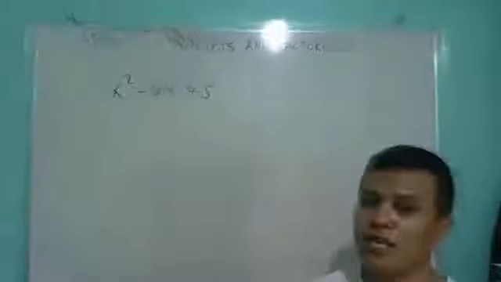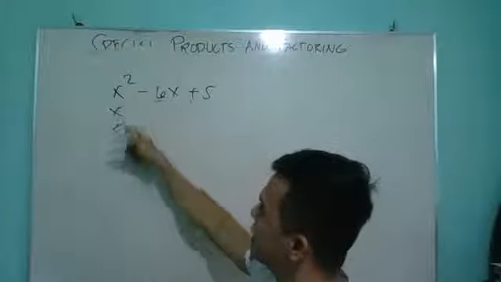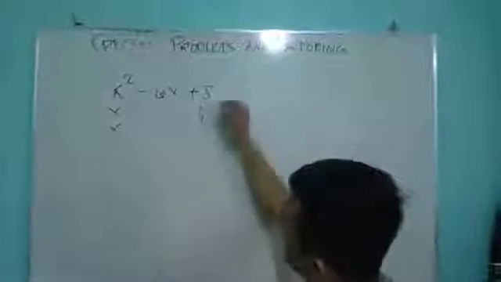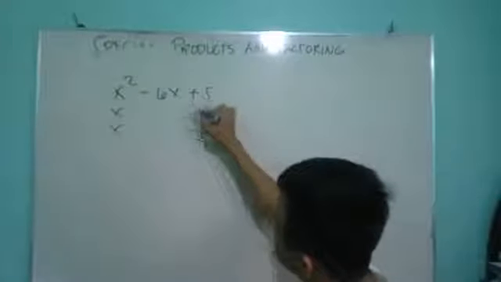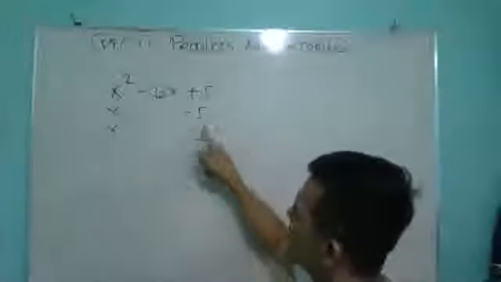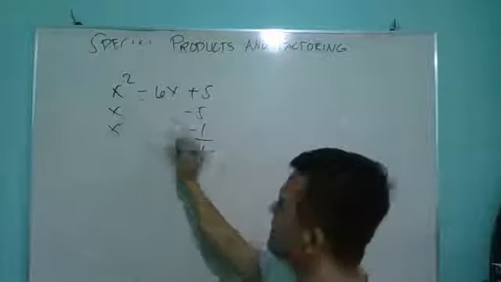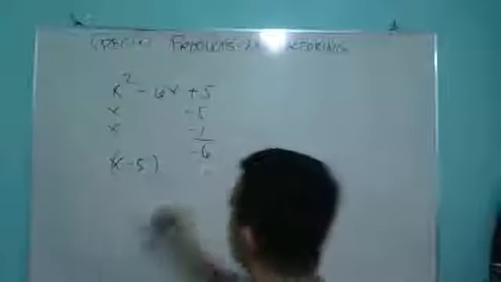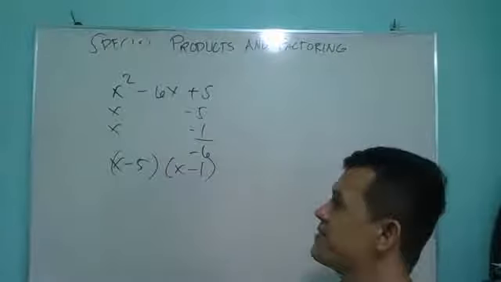Okay. Now, factors again of the first, we have x and x. Factors of 5, we have 5 and 1 only. Now, this one is negative again. If you're going to add these, the product must be 6, and this must be negative, because negative 5 plus negative 1 gives negative 6, which is also the middle term. So our factors would be x minus 5 times x minus 1. Just copy this: x minus 5 and x minus 1.